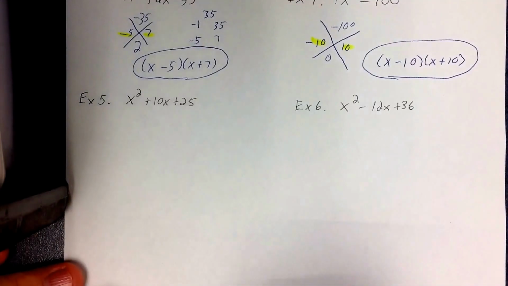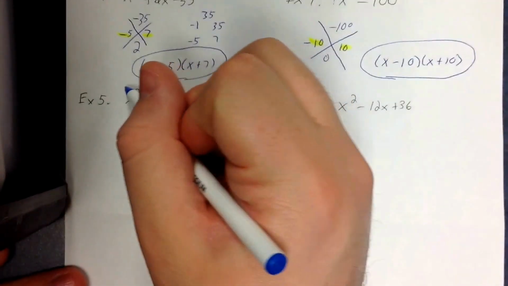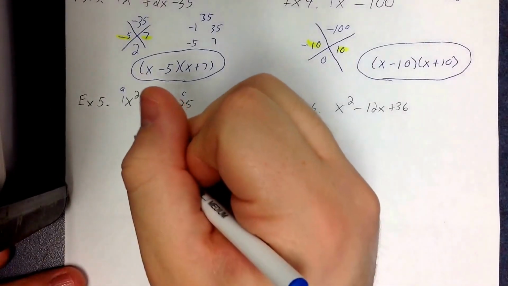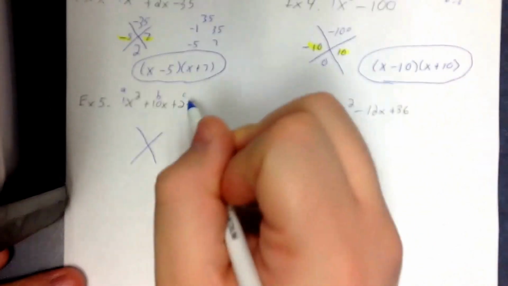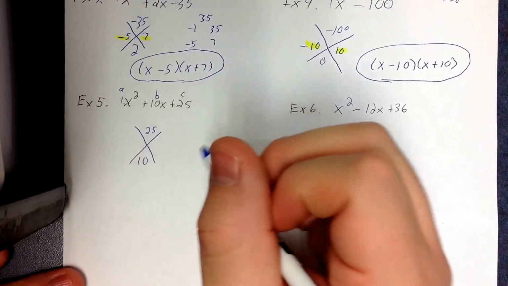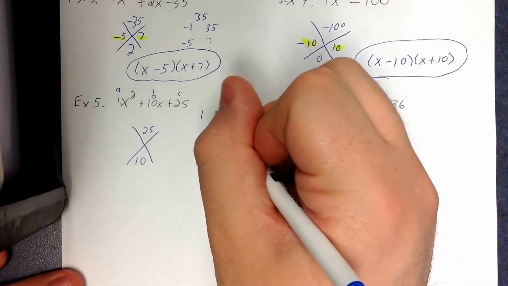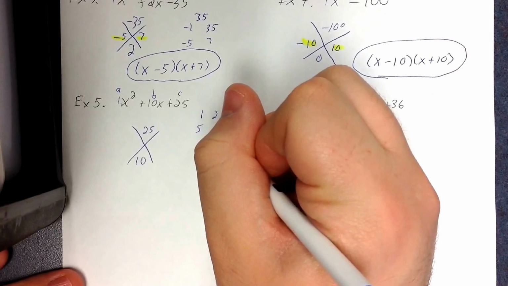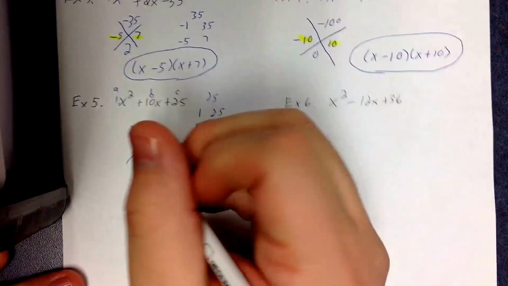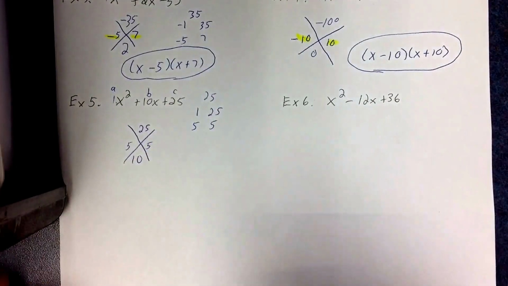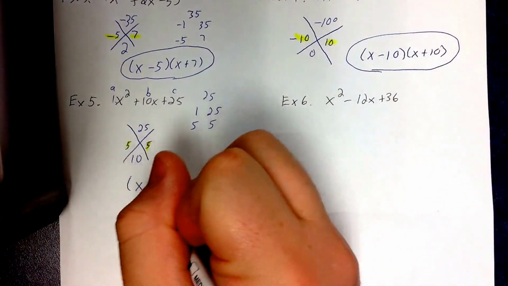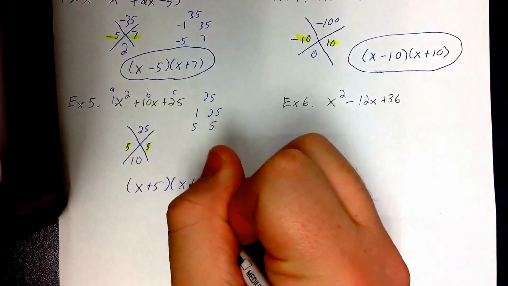Okay, example 5. x squared plus 10x plus 25. Again, A would be 1, B would be 10, and C would be 25. So on top, A times C, 1 times 25 is 25. B is 10. They're both positive. So the two things that give me 25 are 1 and 25 and 5 and 5. And the one that adds up to 10 is 5 and 5. So that would be my two side numbers I'm going to use. So my factored answer would be x plus 5 times x plus 5.